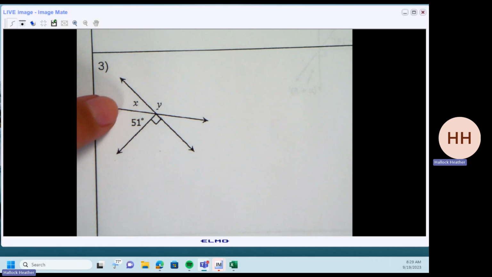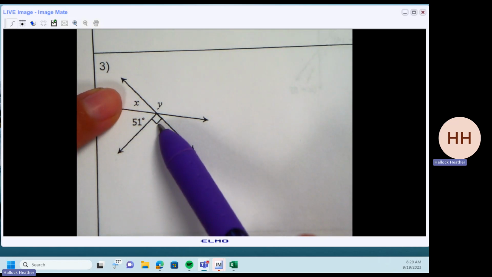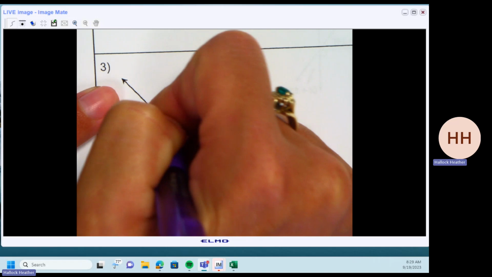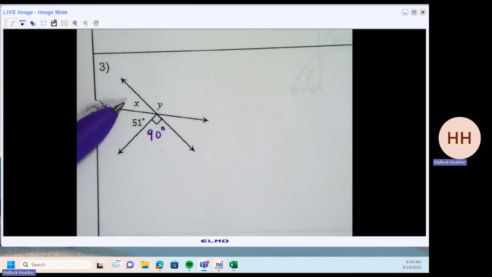So if I have X over here, I have Y, I have 51. What does this square technically mean? 90. So I'm going to put that in my picture. Anything that I can add to my picture is just going to help me. So I'll put 90 there. Is there something that somebody notices to help me find X, which is all the way over here? Is there anything I could do?